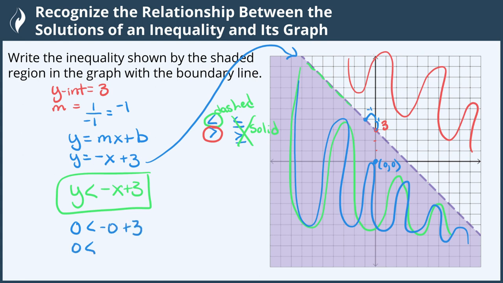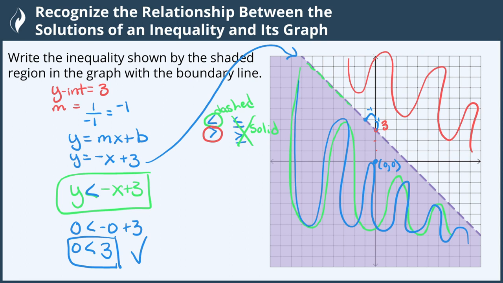Negative times 0 is 0. 0 plus 3 is 3. Is 0 less than 3? It is. That means that it is a part of the solution and should be in the shaded region. That's correct, which means our inequality of less than is correct.